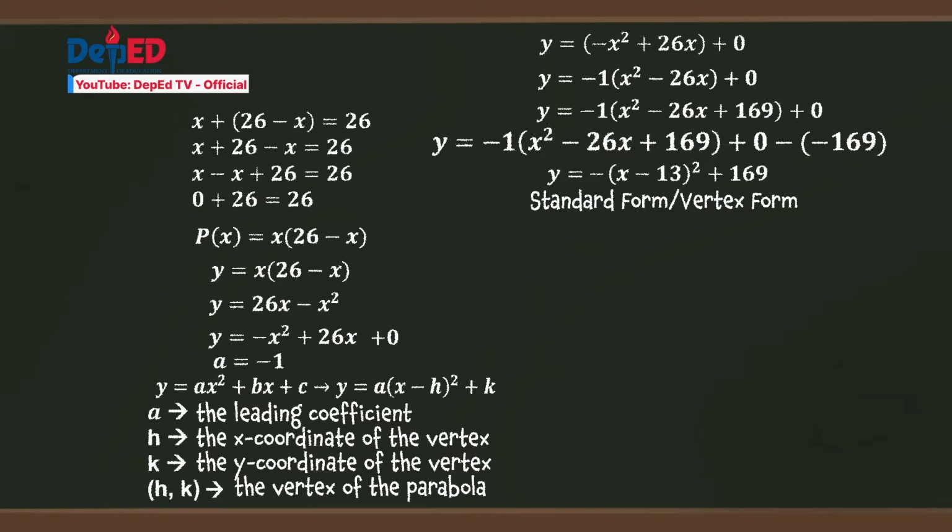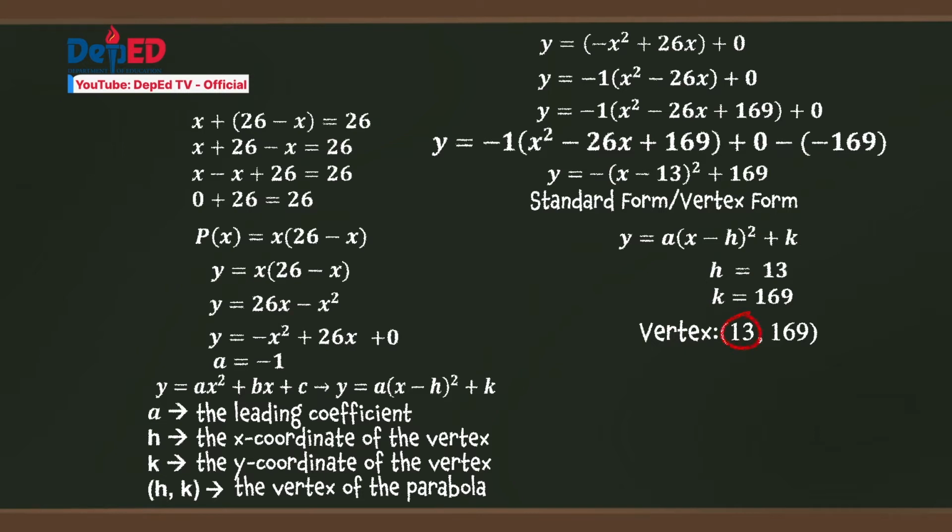Let's compare this standard form or vertex form to that of y is equal to a times the square of x minus h plus k, so we can correctly identify the values of h and k, the coordinates of the vertex. x minus 13 versus x minus h. This means h is equal to 13. Plus 169 versus plus k. This means k is equal to 169. Therefore, the vertex of the parabola is the ordered pair 13, 169.